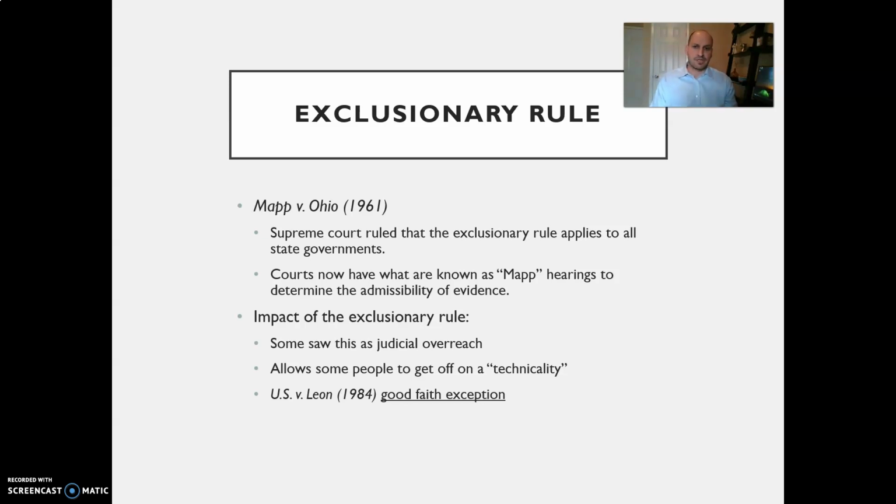Some people saw the exclusionary rule as judicial overreach, like the courts moving too far into what police should be doing. And some people view it as allowing individuals to get off on a technicality. Later on, the U.S. Supreme Court carved out what is known as the good faith exception in the U.S. v. Leon case from 1984. There have been other cases since, and you'll address those in constitutional law. But just to get a sense, the exclusionary rule means that when something is obtained unlawfully by the police, everything that comes from that has to be suppressed, thrown out, excluded, and cannot be used against you. There are exceptions, but that's the general rule.